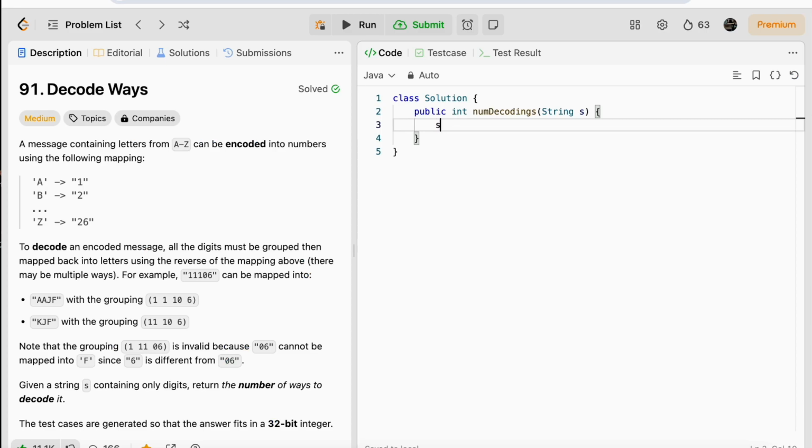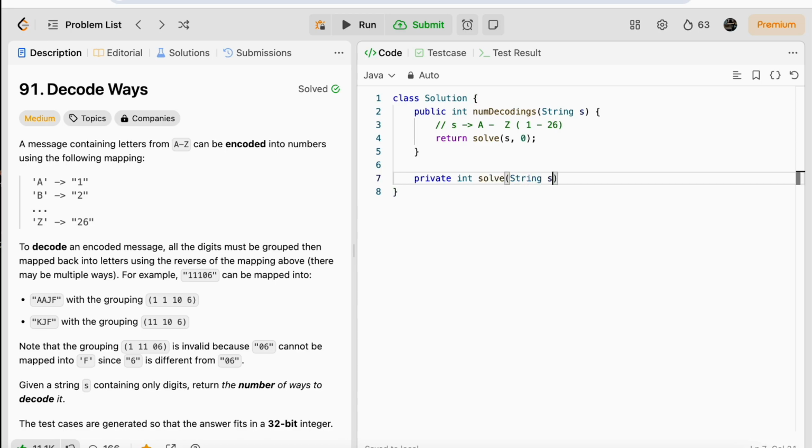So here we are given a string s, and we have to decode that, with characters from A to Z mapped to 1 to 26. Okay, so what we are going to do is write a solve function where we are passing a string along with an integer i. Let's say we are starting from 0. This function is going to calculate the number of ways to decode the string starting from i. Private int solve(String s, int i).